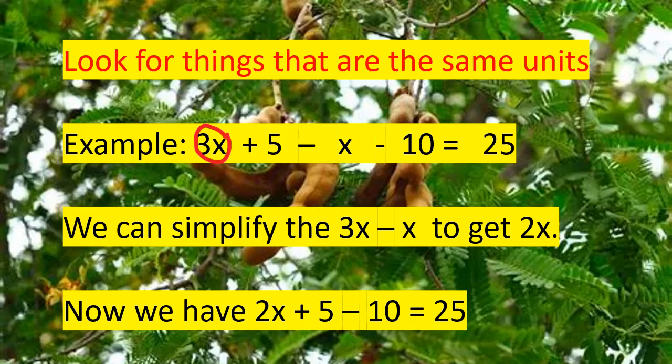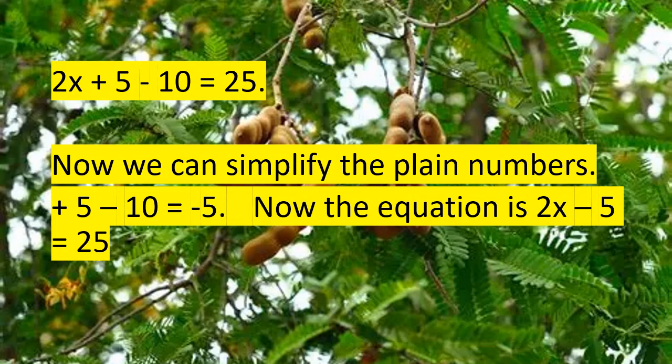We have the 3x there and the x there, and now combined into 2x in the next stage of the formula. We're going to continue to simplify it. So now we've got 2x plus 5 minus 10 equals 25. So we can simplify the plain numbers. So plus 5 and minus 10. So plus 5 minus 10 equals minus 5. So now the equation is 2x minus 5 equals 25.